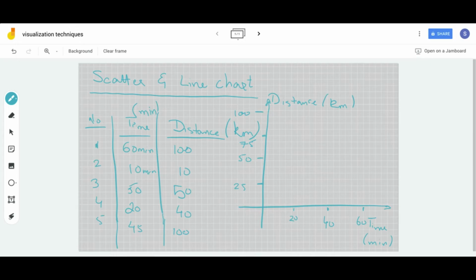So if I were to add this data in terms of points, the first one took me 60 minutes to cover 100 kilometers, so that's one dot here. The second took me 10 minutes to cover 10 kilometers, so that's going to be somewhere around here. The third one took me 50 minutes to do 50 kilometers, so that one's going to be here. 20 minutes for a 40-kilometer journey, so there's 20 minutes, and then 40 is going to be around here somewhere, and 45 minutes somewhere around here for another 100 kilometers.